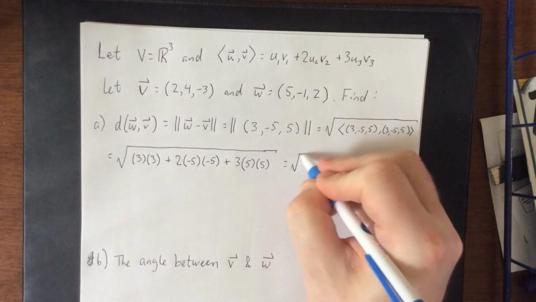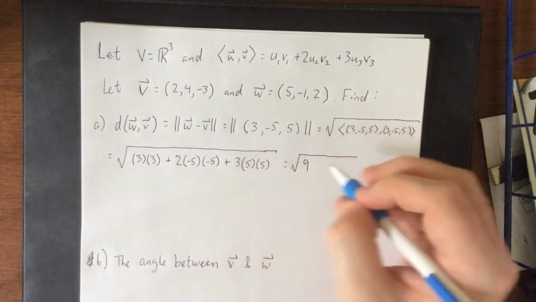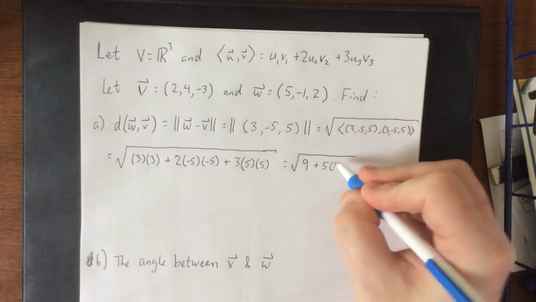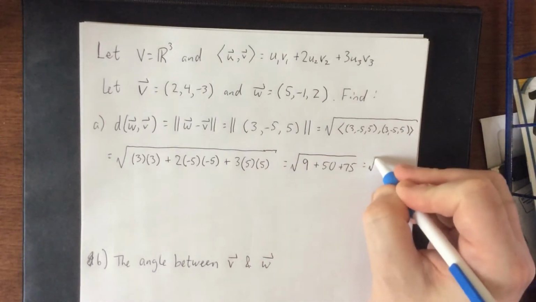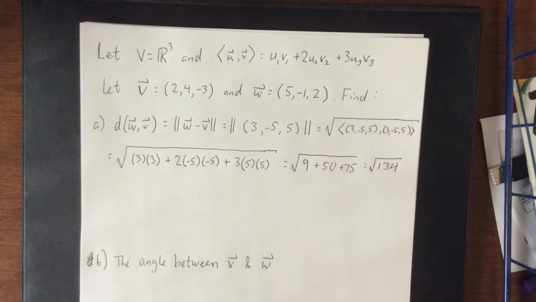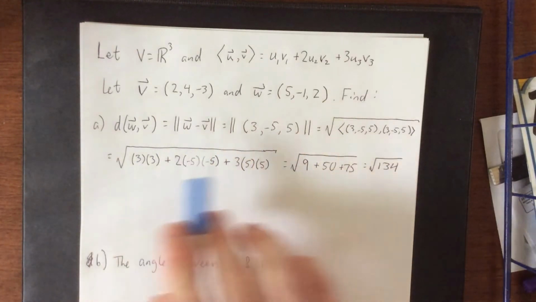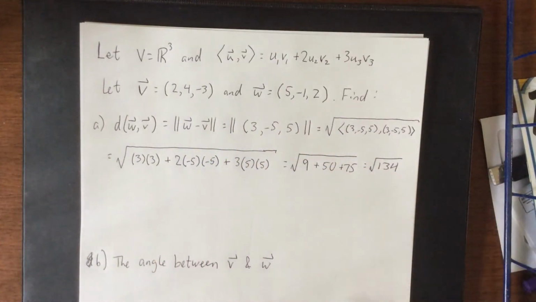And if we simplify this as much as possible, 3 times 3 will give us 9. 2 times 25 is 50. And 3 times 25 is going to be 75. Adding all of these things together, we're going to wind up with 134 under the radical. Now, that is not the distance between these two vectors using the standard Euclidean product, but that's not what we're doing here. We're working with a non-standard inner product.